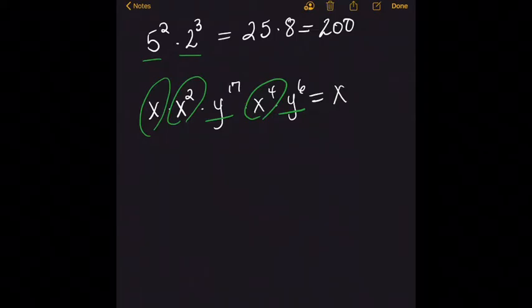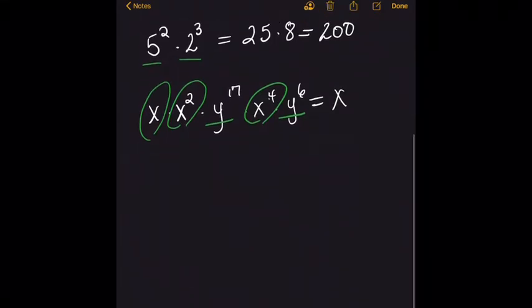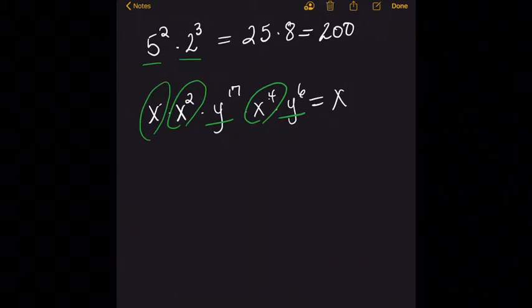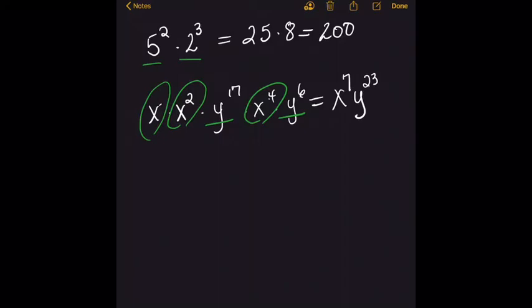So it equals x to the, 4 plus 2 plus 1, so 7. Y to the 17 plus 6 is 23. All right, I'm going to let you guys do the rest of those on your own, and we'll go over them in our weekly meeting.